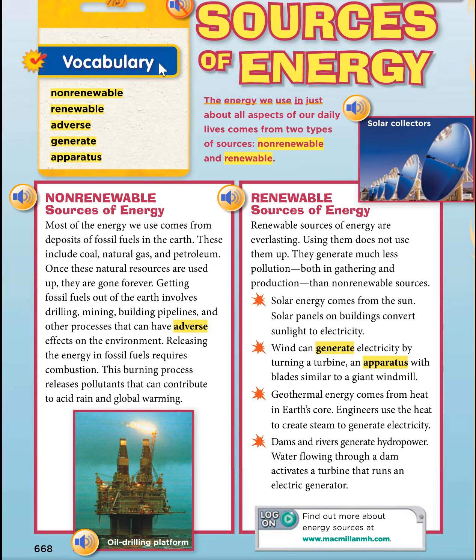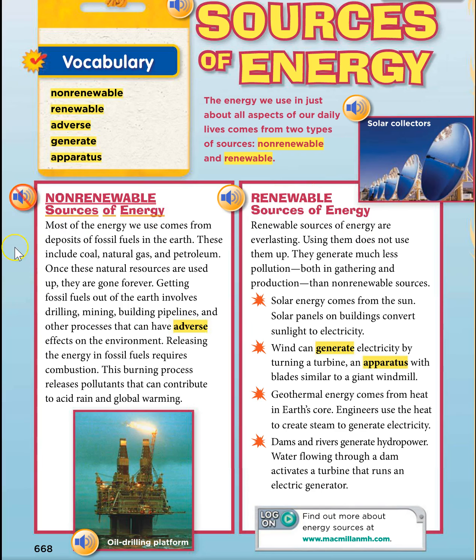The energy we use in just about all aspects of our daily lives comes from two types of sources: non-renewable and renewable. Okay, let's look at these captions. Solar collectors. And the caption down at the bottom: oil drilling platform. So solar collectors would be an example of renewable energy, and oil drilling platform would be an example of non-renewable energy. Okay, let's read about the two different types, non-renewable and renewable.